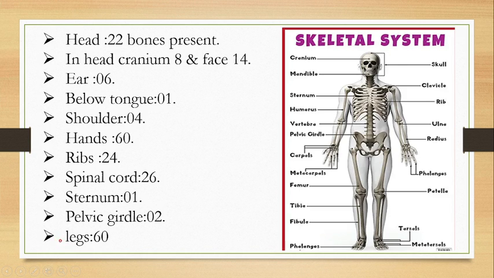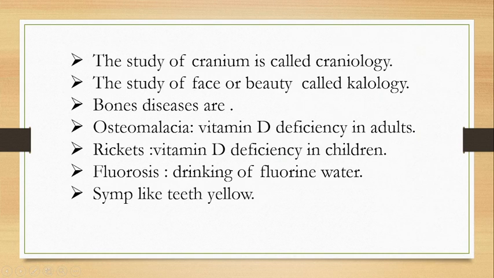Next, the pelvic girdle, which is nothing but the hip girdle, consists of 2 bones, one on each side. The legs consist of 30 plus 30, equal to 60 bones. The total is 206 bones in the human body. The study of the cranium is called craniology, and the study of the beauty of the face is called calology.